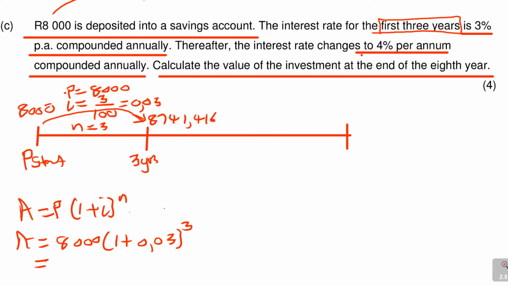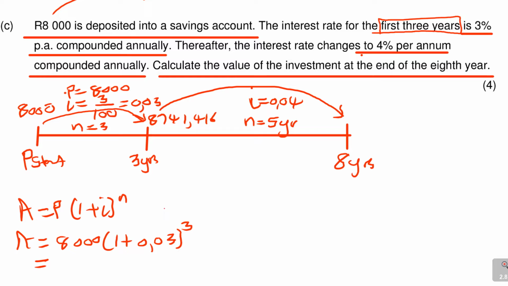This money after 3 years will again be invested for another 5 years. It has got a new interest rate. Now the new interest rate is what? i now is 4%, which is 0,04. You see what has changed? And then what is the number of years here? Between 3 and 8 years is what? It's 5 years. See the difference now?